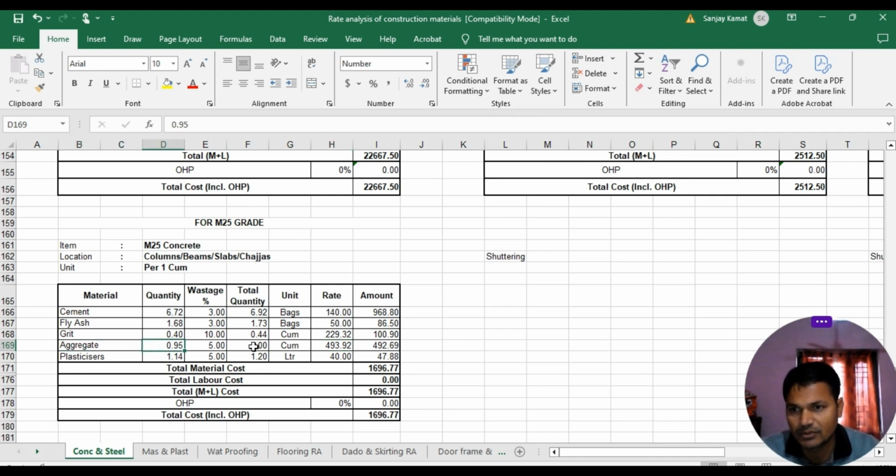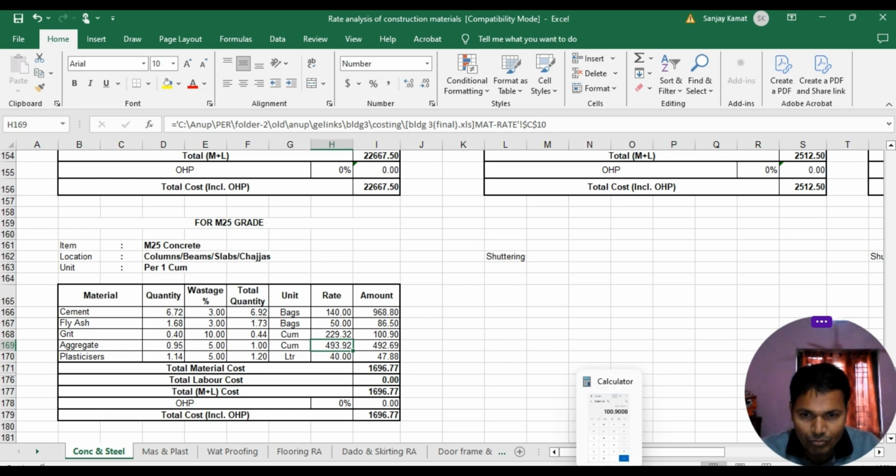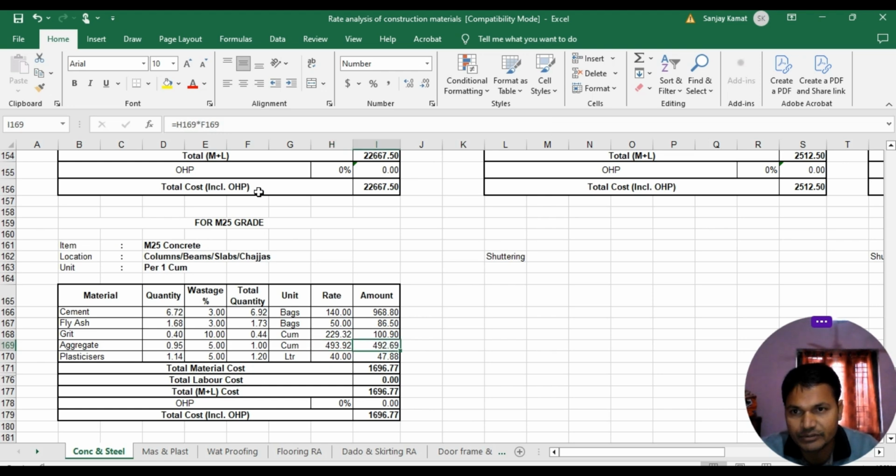Now, coming to aggregate: 0.95. The wastage material we have taken is 5%, and the total quantity this time we have taken is one only. The unit of aggregate is always cubics, okay, and the rate of the aggregate is 493.92. If you multiply 493.92 with 1, it will be the same value only. So this time we have to edit this value, and we'll write it as it is, 493.92.